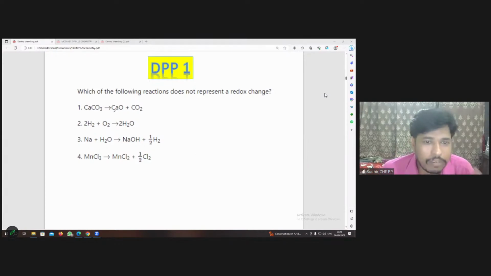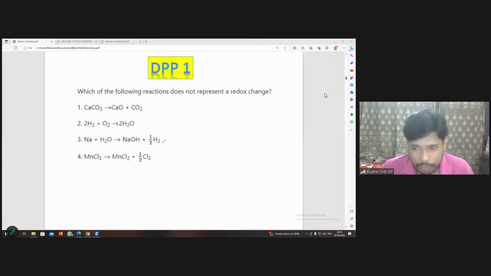Now I am showing you one question. Which of the following reactions does not represent a redox change? A redox change means we have to consider redox reactions only. Here I have given you 4 equations. Among these 4 equations, which equation does not represent a redox reaction? Can anyone of you answer this question? Yesterday, I told you clearly how to identify whether the reaction is redox or non-redox. Based on that awareness, please try to tell me the answer.